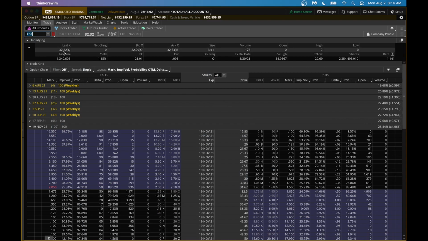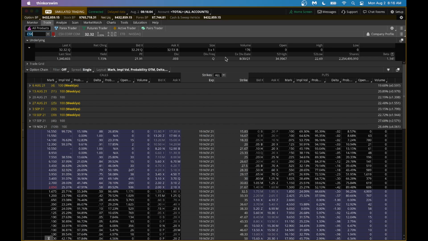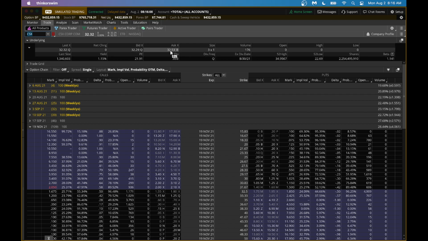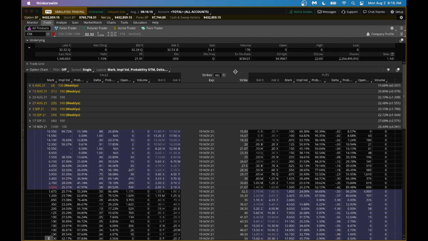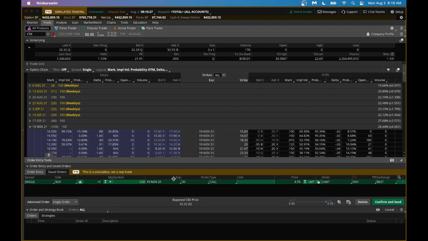CSX, a $32 stock, all-time high was 34, just below the all-time high. You could buy stock by clicking here and buy some CSX outright. That's always a good strategy. If you don't want to play stock, you could buy a call option. You could buy Delta 70 here. As you scan through, you've got delta right here, 69 or 70. I think 69 will do.